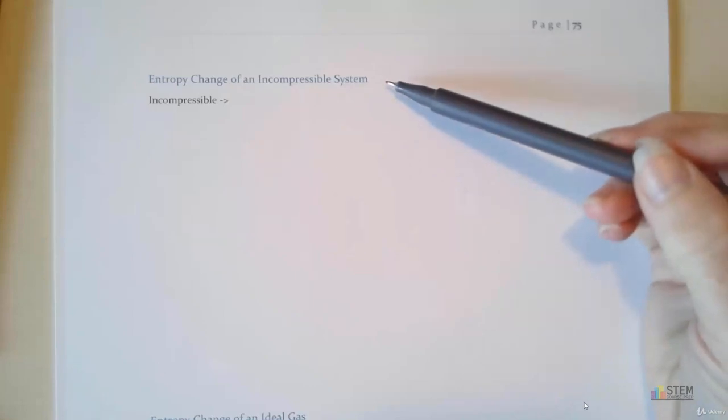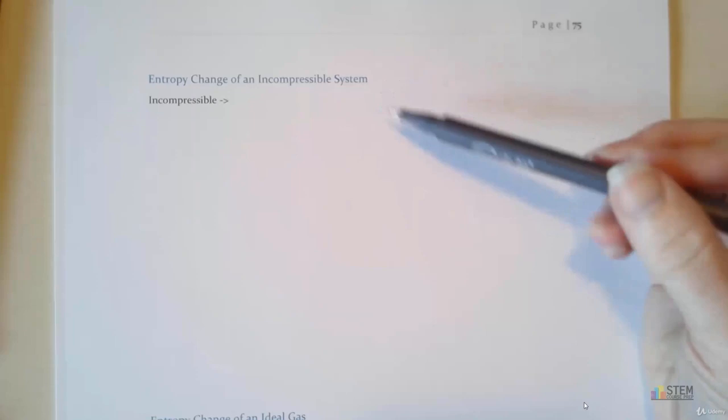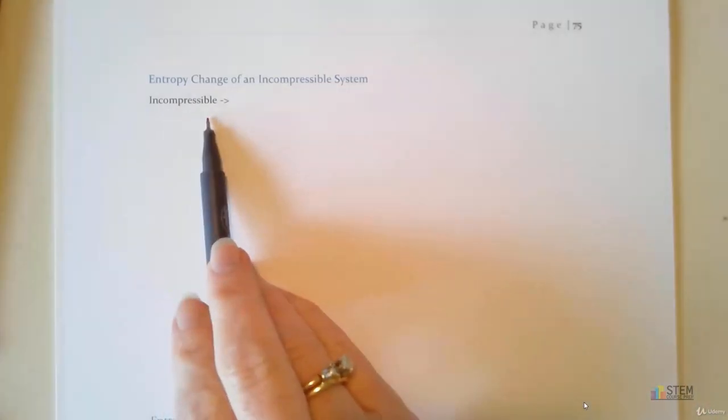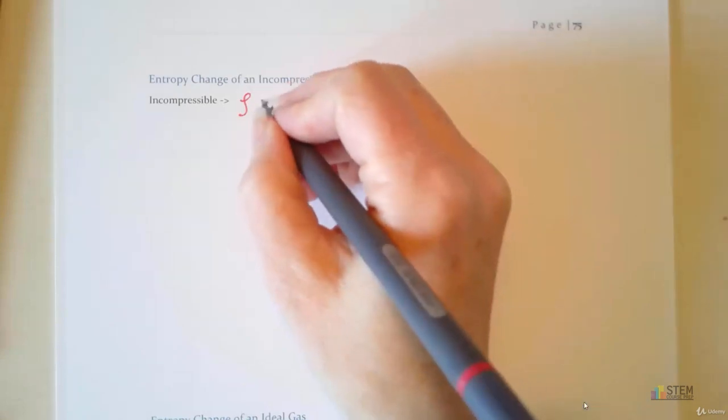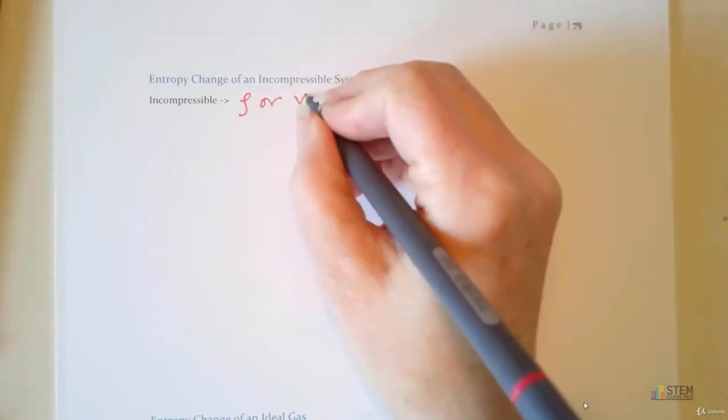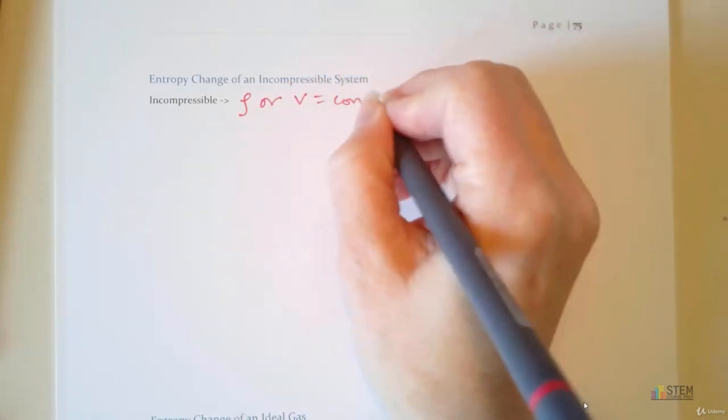We're going to continue going over our intro to entropy, and we're going to develop a few more sets of equations before we get to the examples. So the next set we're going to develop will be for entropy change of an incompressible system. Now remember, if we say something is incompressible, that means density, which is rho, or specific volume, is going to be constant.